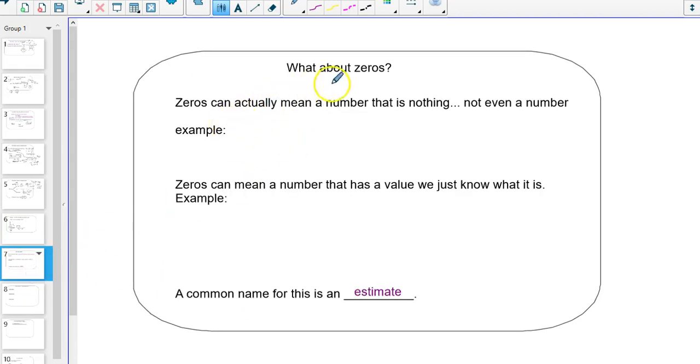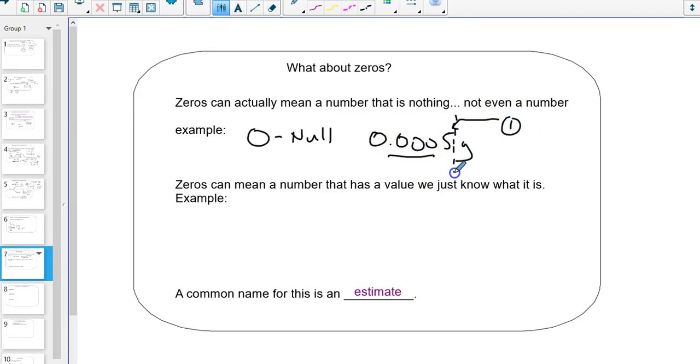All right. So, what about zeros? Zeros can actually mean a number that is nothing, or not even a number. I mentioned before that 0 can actually mean a null value. Or it could be like 0.0005 grams. In this case, these zeros are not significant because they don't have value. The only significant number I have here is this one, which is 1 sig fig. My tool runs out right here.